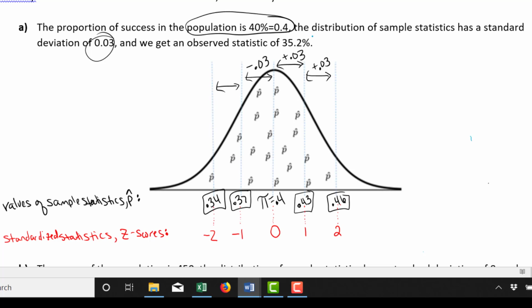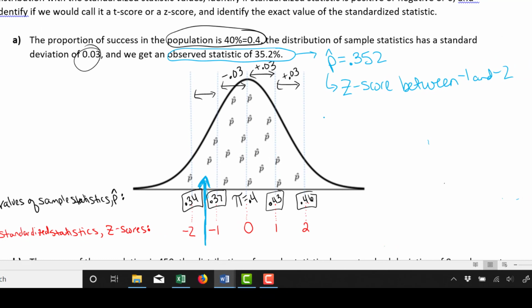Our sample statistic, they told us, we had an observed statistic of 35.2%. So our actual observed statistic is p-hat equals 0.352, and we can put that on our null distribution here and get a sense of what our standardized statistic would be. 0.352 would be here in between 0.34 and 0.37. So our sample statistic falls between a standardized statistic of -1 and -2. It will have a z-score that's negative, and more particularly, it's going to be between -1 and -2.